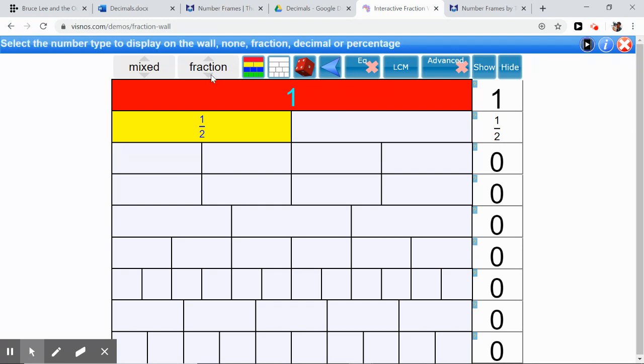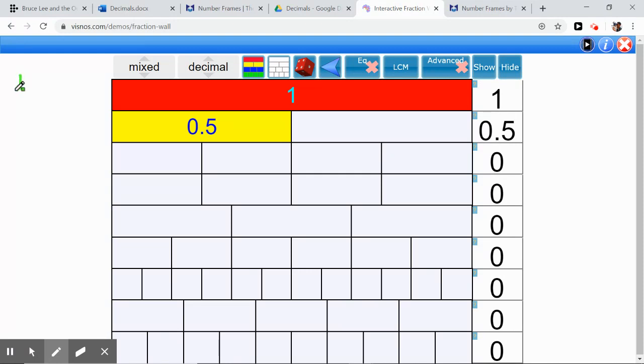Now, if I change this fraction wall into a decimal wall, watch what happens to here and to here. You can see that that half is now 0.5. Let's go back again. 1/2. 0.5. Let's just write that.